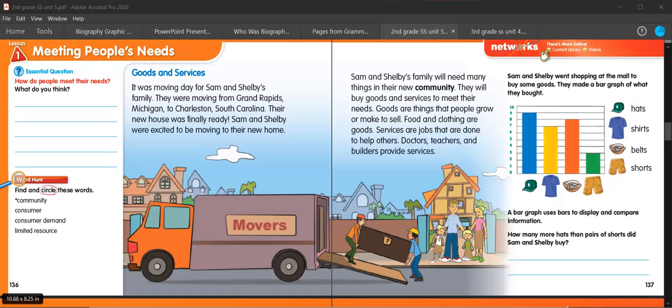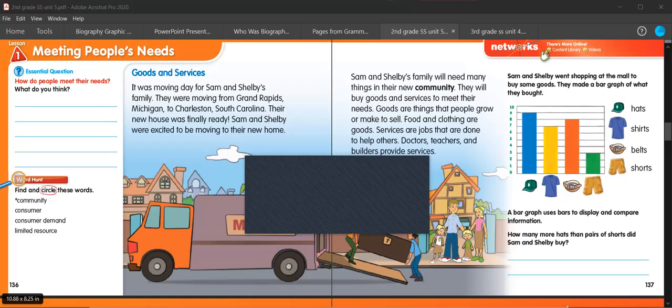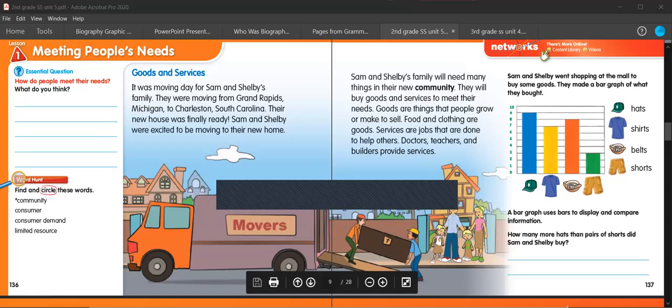Goods are things that people grow or make to sell. Food and clothing are goods. Services are jobs that are done to help others. Doctors, teachers, and builders provide services. Quick check. How are goods and services different? Quick check. Where will Sam and Shelby get the things they need?